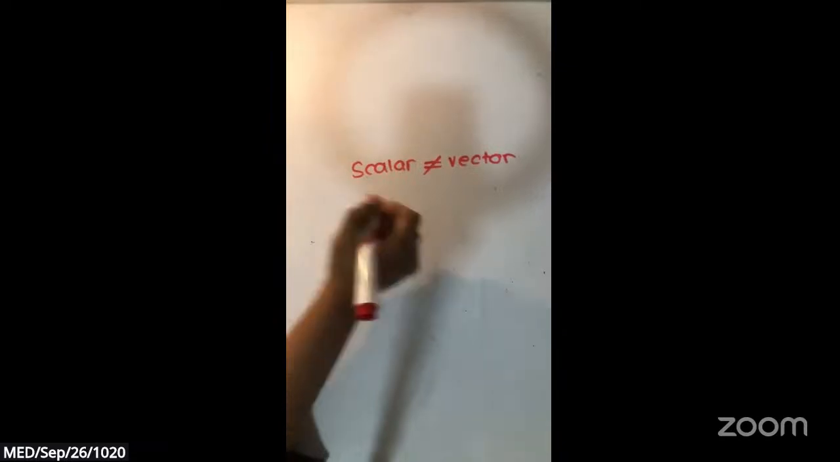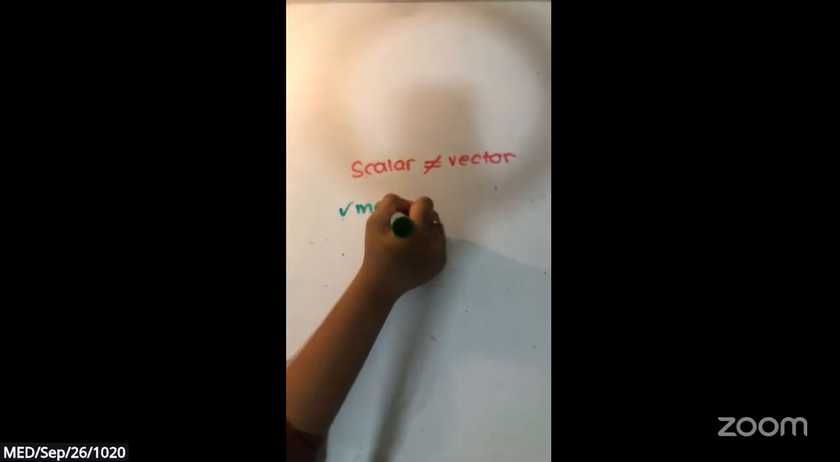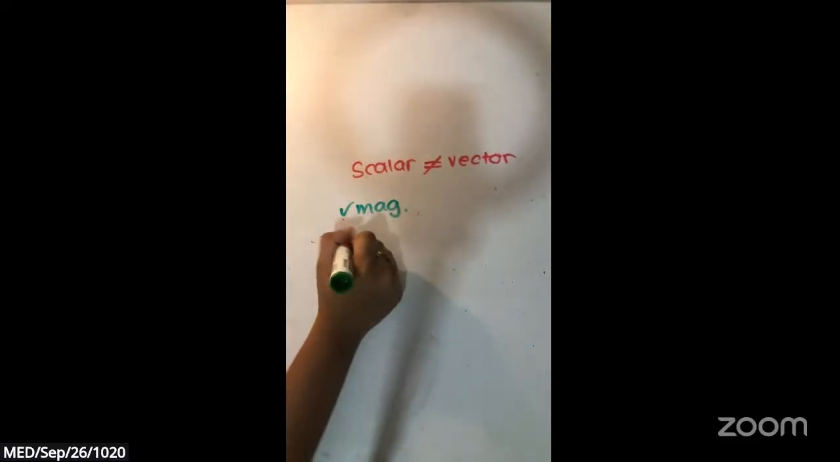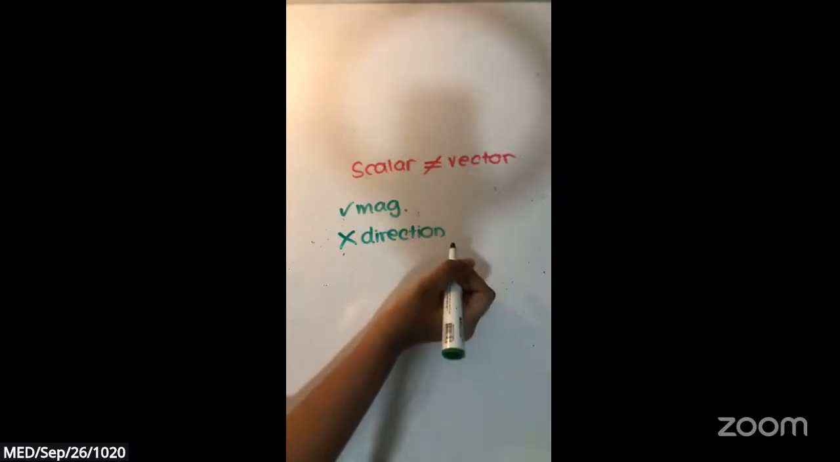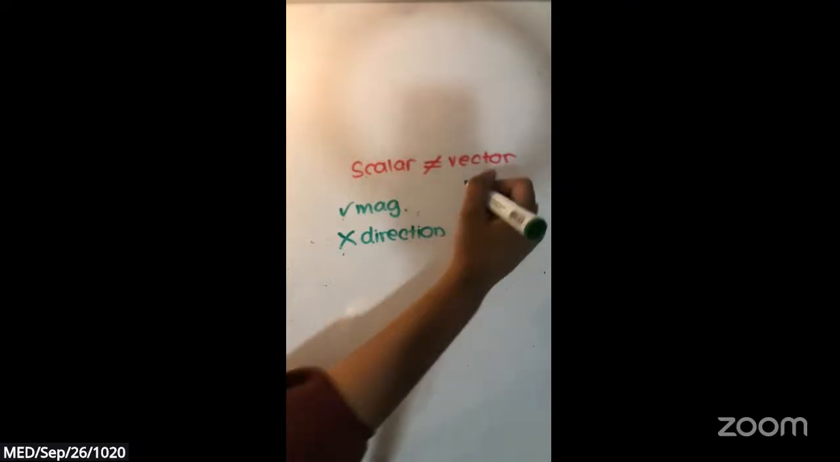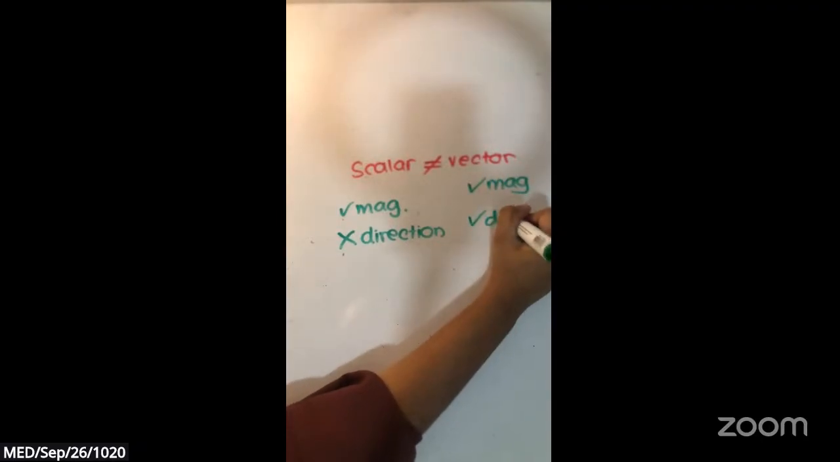So scalar means, I told you what scalar is. Scalar means it has a magnitude. Okay, I just press mag. It doesn't have a direction. Then what are vector quantities? Vector quantities means it has a magnitude and it has a direction.